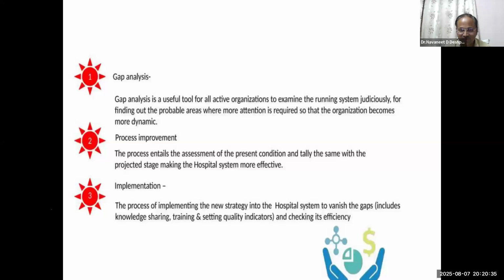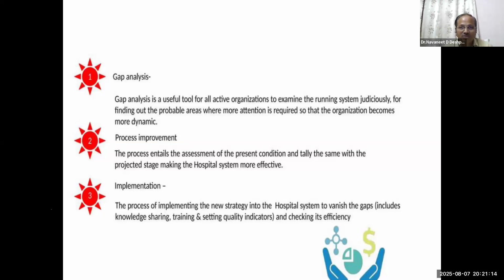It requires too much attention from the managers and from the people who are on the lookout for improvements on a day-to-day basis. The second thing, obviously, is process improvement. The process entails the assessment of present conditions and tallying them with the projected stage where the hospital wants to reach in the next 5 years. How many patients does it want to treat? How many types of treatments are available? What are the rates at which the treatments are available? How to make the entire hospital system more effective, within how many hours the patient is discharged, and what is the success rate. All these things are concentrated in process improvement.